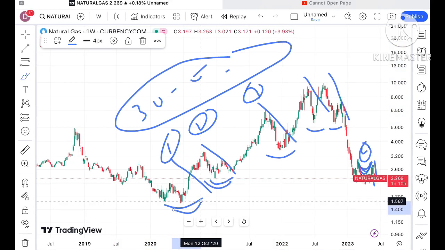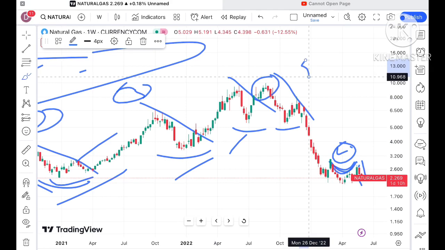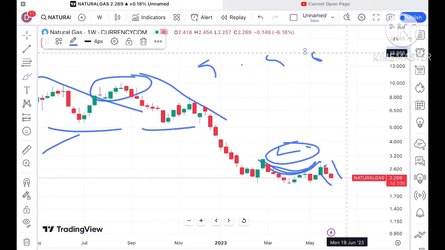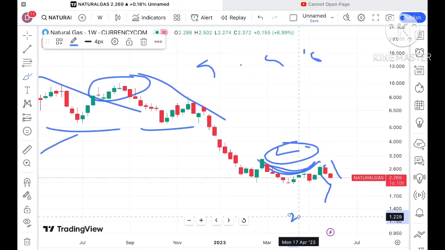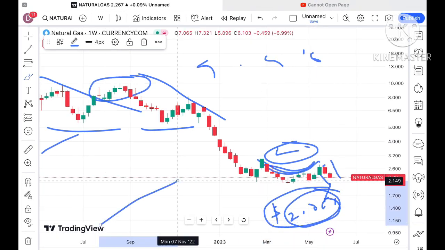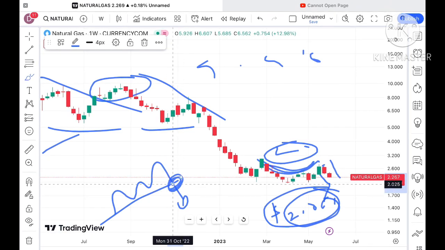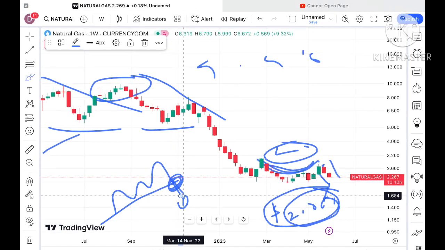A swing has formed, where it goes upside, and then after making a high of around $9.9, it came down. It has already made a low of around $2.061, and that is already a weak support. So you have to keep that in mind. If the price comes close to this level, we can see a sharp fall come.